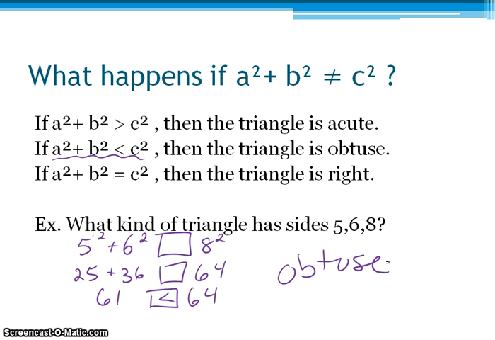I would plug it into a squared, b squared, c squared, add a squared and b squared, see what kind of relationship it has with c squared. If we're equal, we'll be right. If we're less than, we'll be obtuse like we were here. But if we're greater than, we are going to end up being acute.